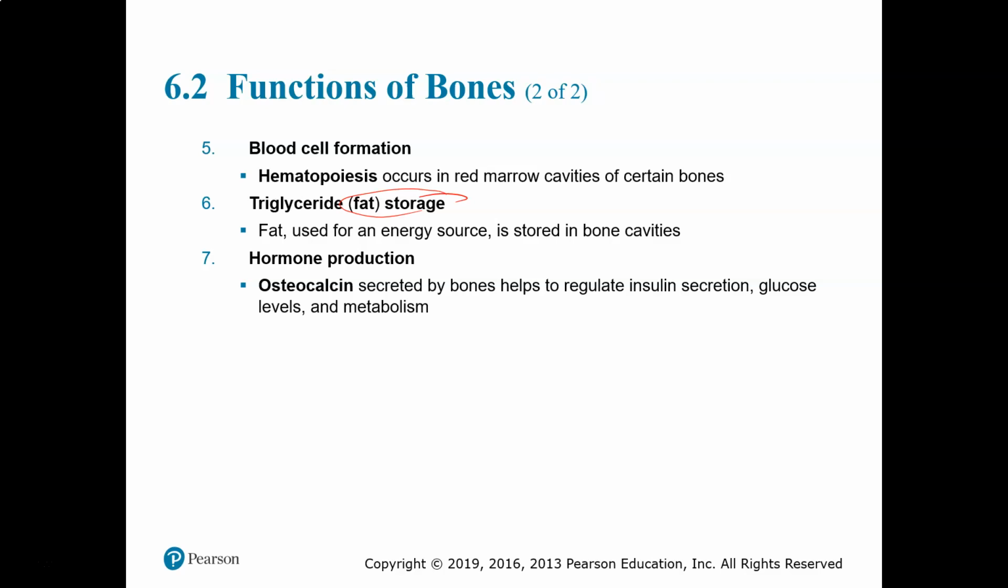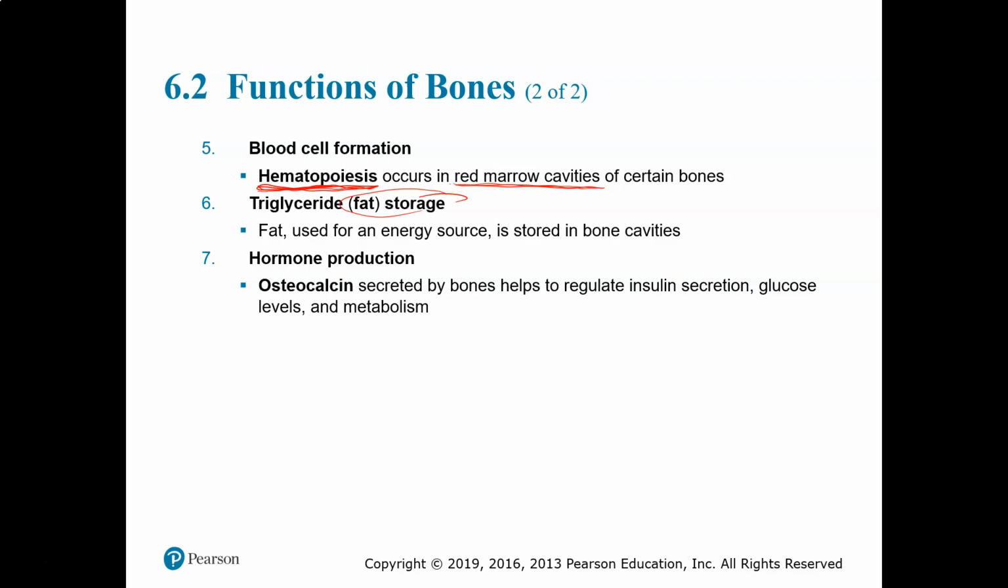Bone also forms blood cells, and that means red blood cells, white blood cells, and platelets are formed in the red marrow cavities of certain bones. Blood cell formation is called hematopoiesis. And this is literally every type of blood cell, even though platelets are fragments of blood cells, but the three types would be the red blood cells, white blood cells, and platelets.